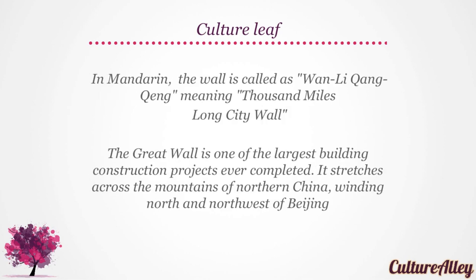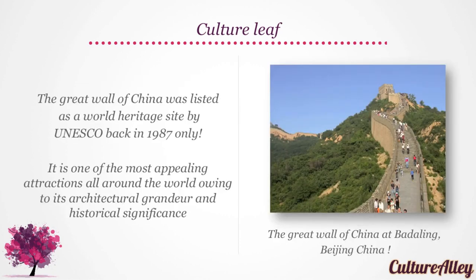In Mandarin, the wall is called Wanli Changcheng, meaning 1,000-mile-long city wall. The Great Wall is one of the largest building construction projects ever completed. It stretches across the mountains of northern China, winding north and northwest of Beijing. The Great Wall of China was listed as a World Heritage Site by UNESCO back in only 1987. It is one of the most appealing attractions all around the world, owing to its architectural grandeur and historical significance. Here is a picture of part of the Great Wall of China taken at Badaling, Beijing.